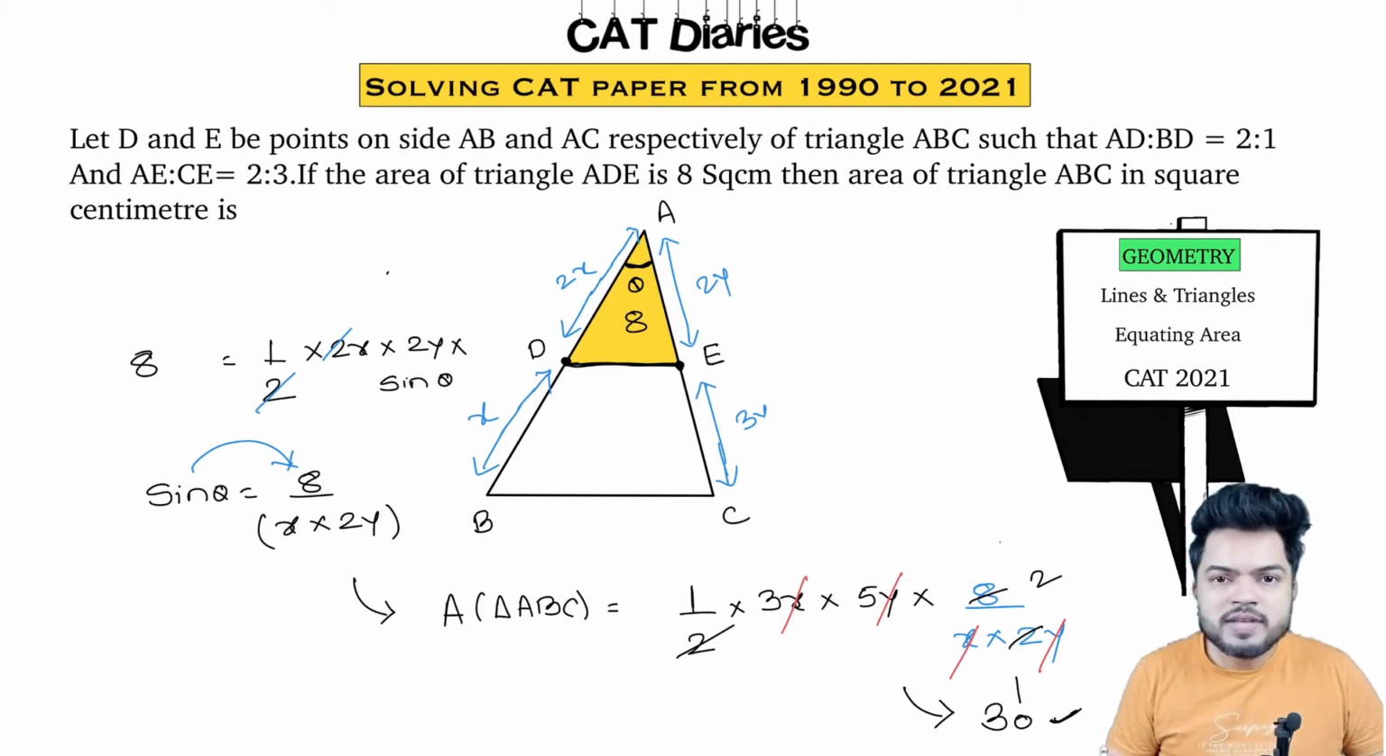If they ask you to find out area, they will give you area of some other part, they will ask you area of some other part. Or they will ask you to equate area to find out length. That's what has been happening since so many years. And that's the pattern that you have to see here. Equating area, find out area or length.